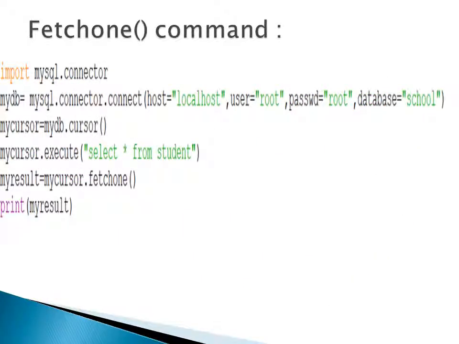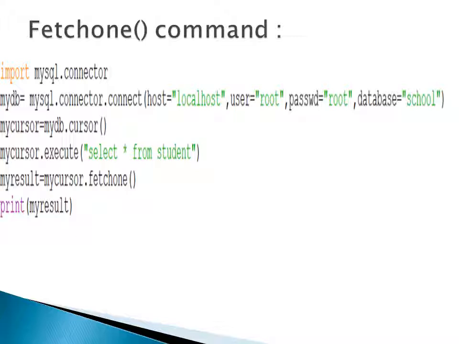Now fetchone. As we have already learned, fetchall fetches all records at the same time, and fetchone fetches only one record from the record set. Let's see the same. We will import the package, then we will establish a connection, then we will create a cursor and we execute a query, select star from student.